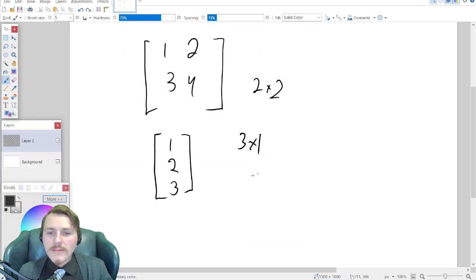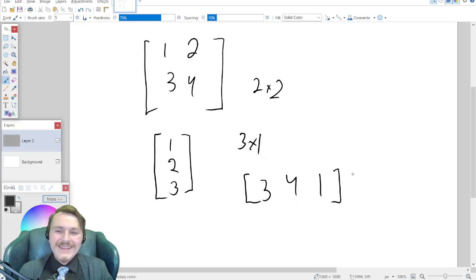And then if we have something like this. There we go. I should not put commas here, but I'm putting the commas anyway. This is going to be a 1 by 3 matrix. 1 row, 3 columns. Pretty straightforward.